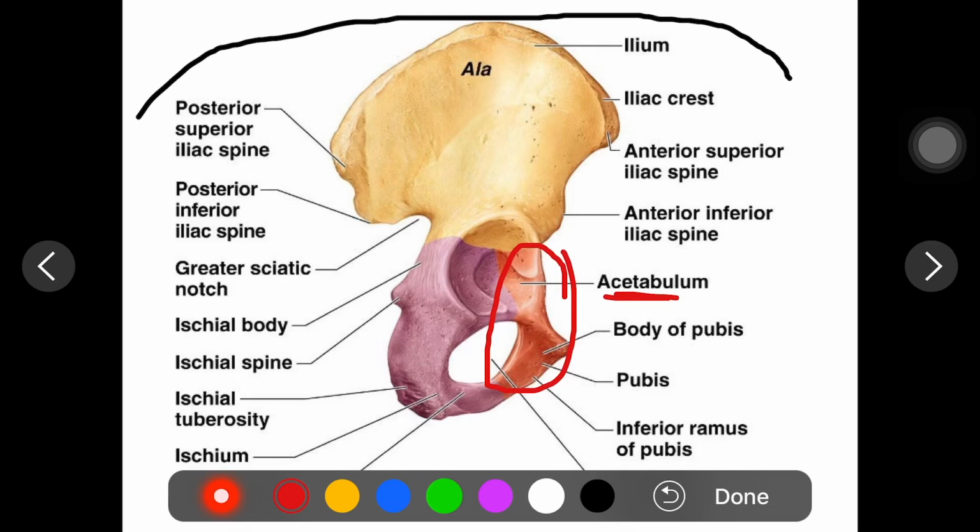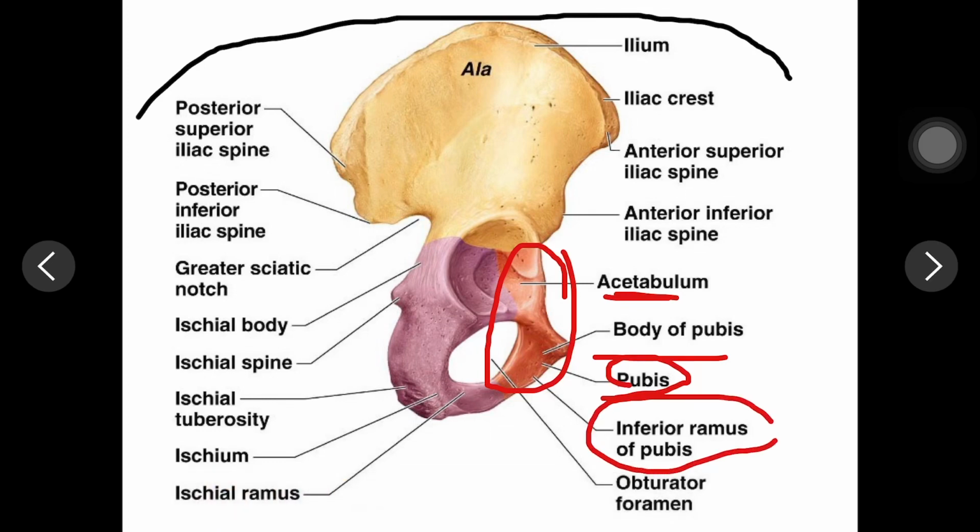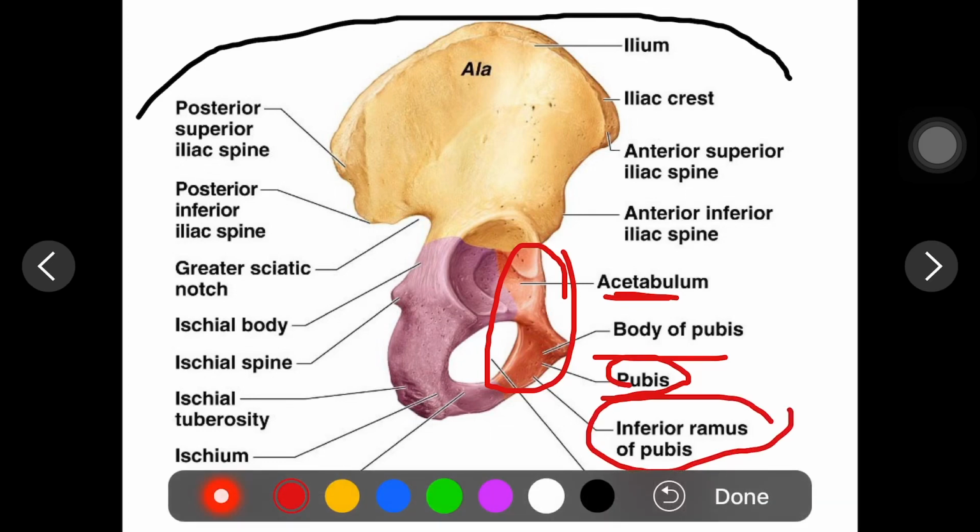The second is the body of pubis, and then the pubis inferior ramus, and the obturator. Then we have the acetabulum, and we have the obturator foramen. These two foramina are shared by the ilium, pubis, and ischium. We end the red color.